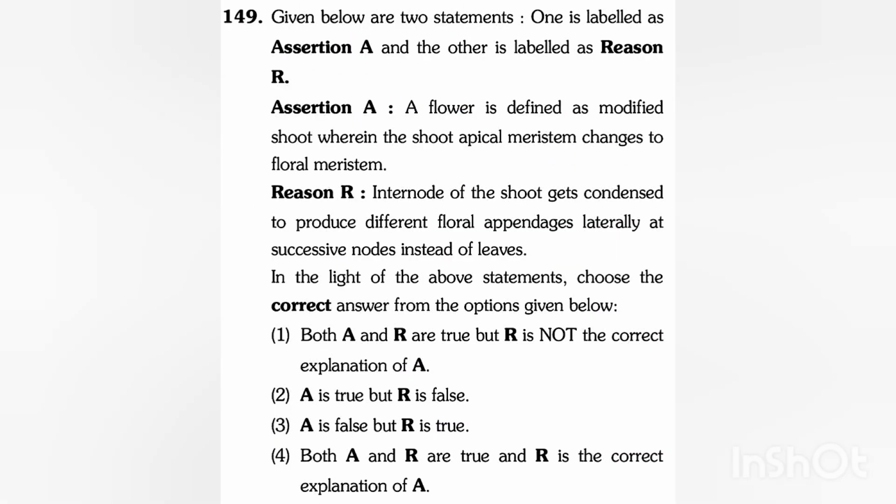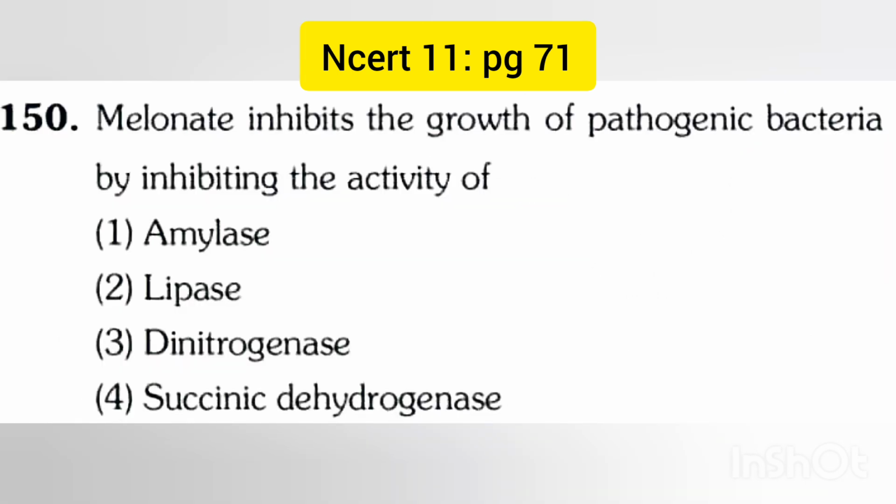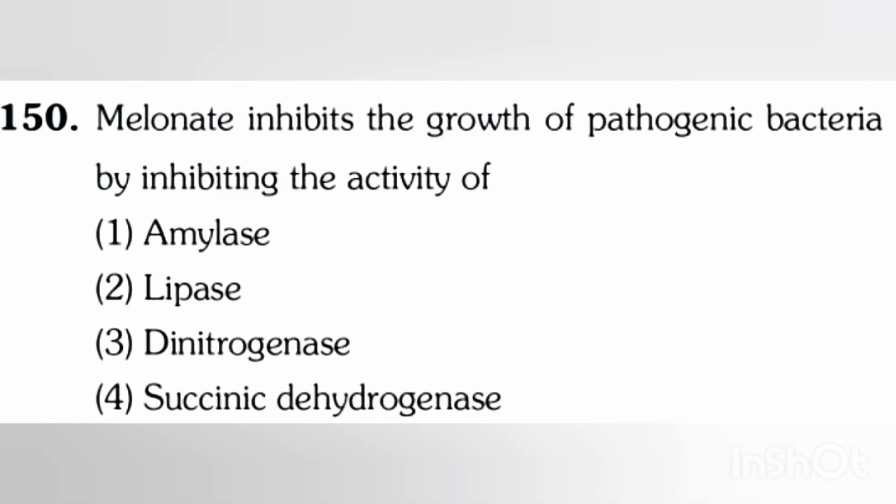Given below are two statements. One is labeled as assertion A and the other is labeled as reason R. Assertion A: A flower is defined as modified shoot wherein the shoot apical meristem changes to floral meristem. Reason R: Internode of the shoot gets condensed to produce different floral appendage laterally at successive nodes instead of leaves. In the light of the above statements, choose the correct answer from the options given below. Both A and R are true, and R is the correct explanation of A. Malonate inhibits the growth of pathogenic bacteria by inhibiting the activity of succinic dehydrogenase.